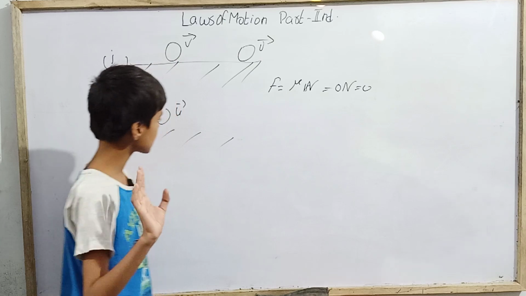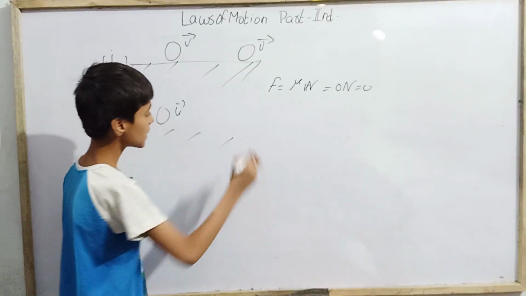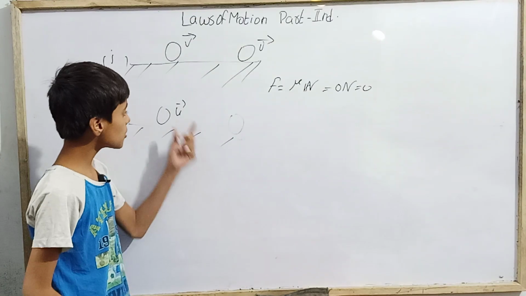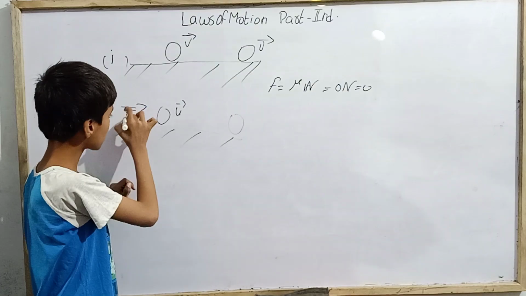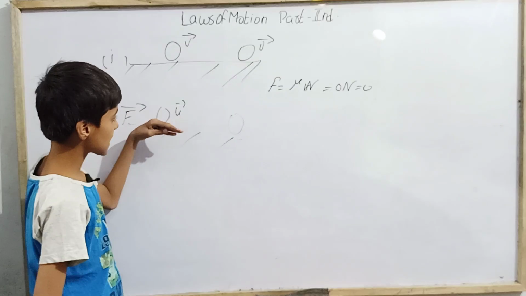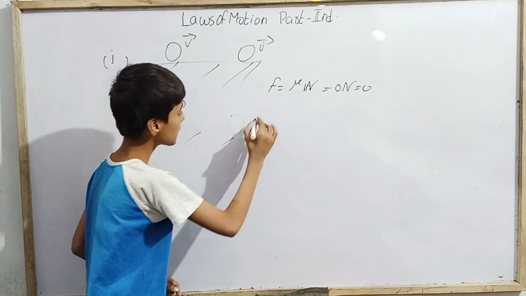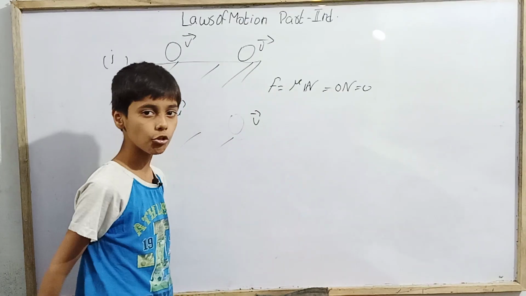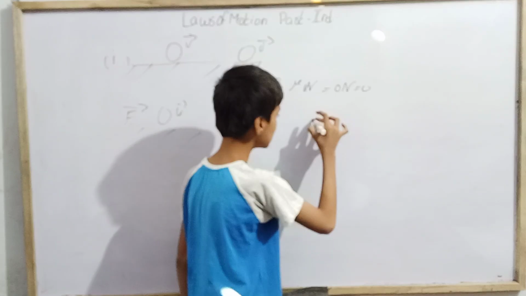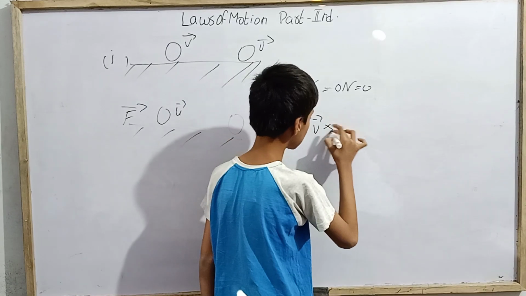And according to this, when the ball reaches here, suppose I am applying an external force F from here in this direction. When the ball reaches here, its velocity is v. So of course, it may be possible that v is greater than u.